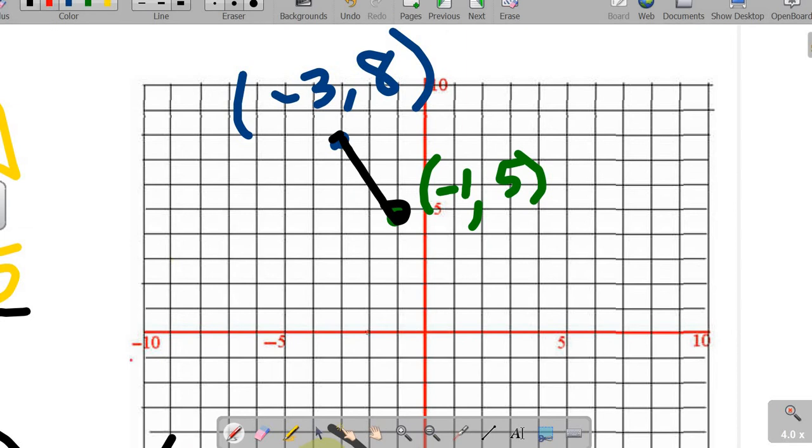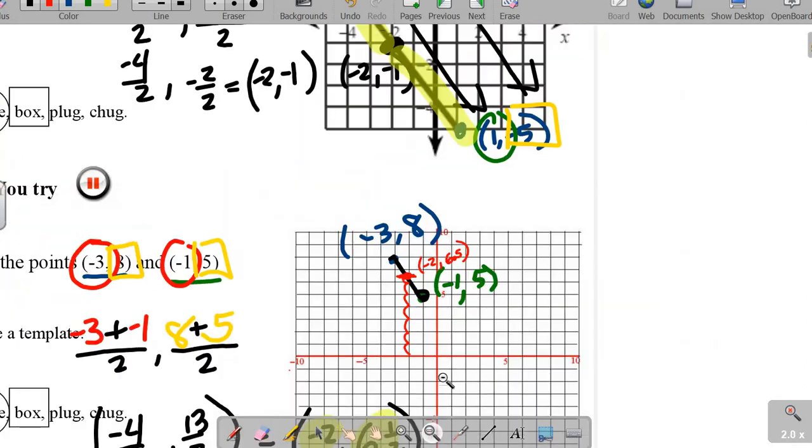That's -2 and then 6.5. So we go up 1, 2, 3, 4, 5, 6.5. There is our midpoint right there, -2, 6.5. Don't be afraid of fractions on a graph.